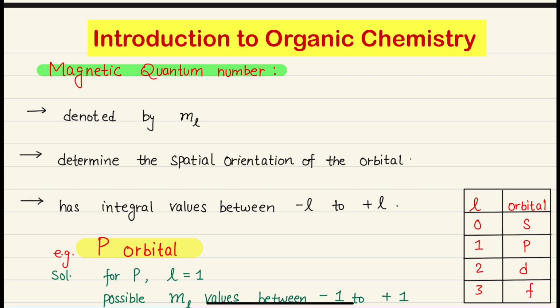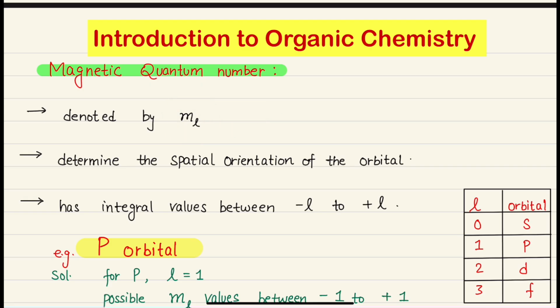As we have already discussed the principal quantum number and the azimuthal quantum number, today we will talk about the magnetic quantum number. First of all, the symbol: it is denoted by ml. Write a small m and then a small l in the subscript. This is the symbol of the magnetic quantum number.